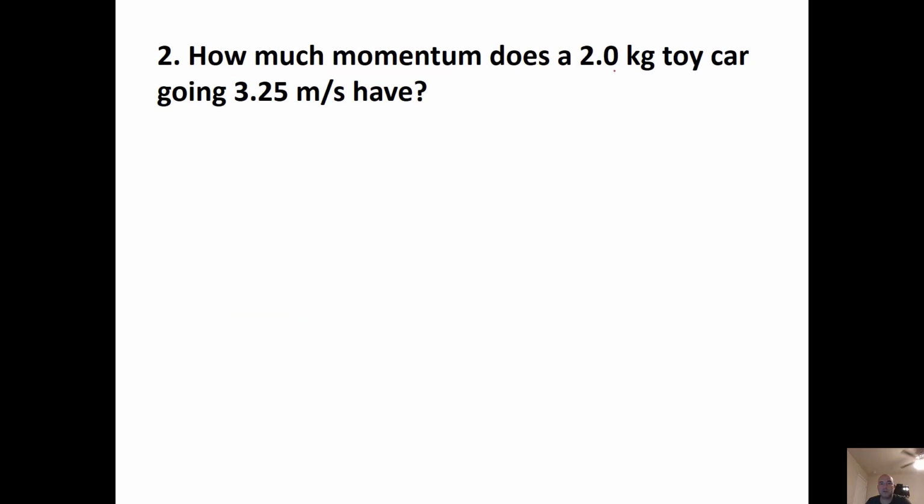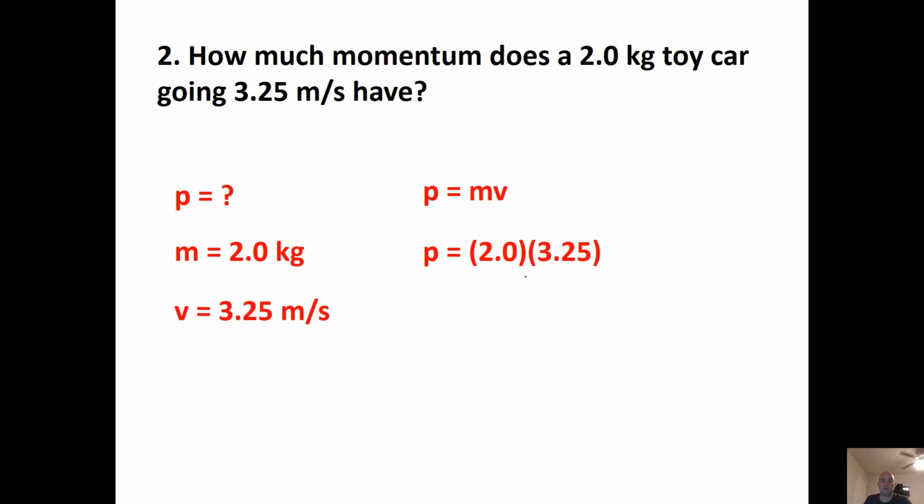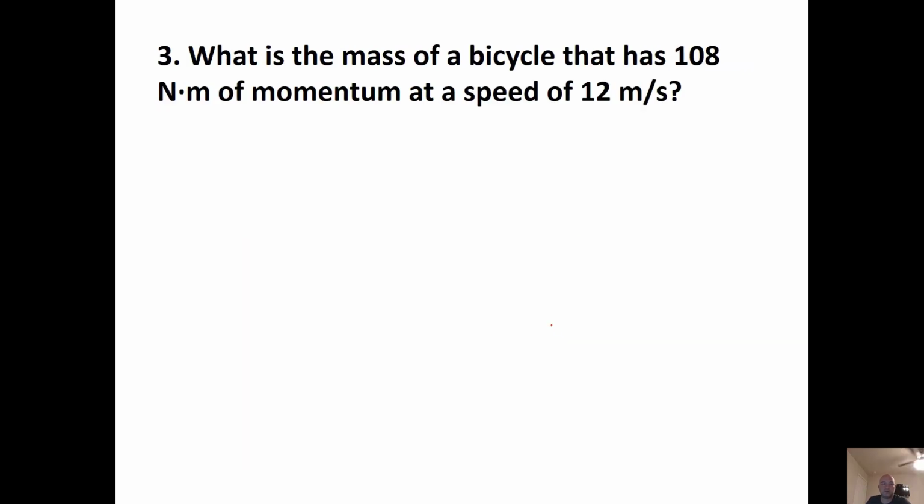How much momentum does a 2 kilogram toy car going 3.25 meters per second have? Well, this is just a straight up momentum equation. It's not asking you for a change or anything. You just multiply the mass times velocity. So you get 6.5 kilograms times meters per second.